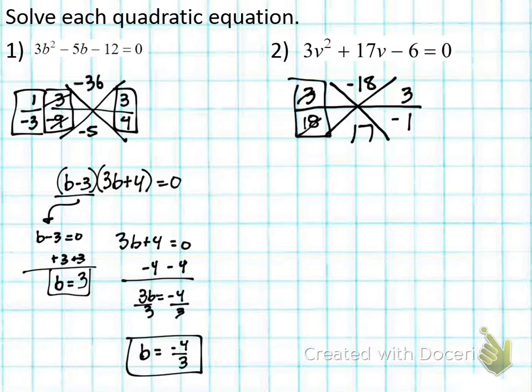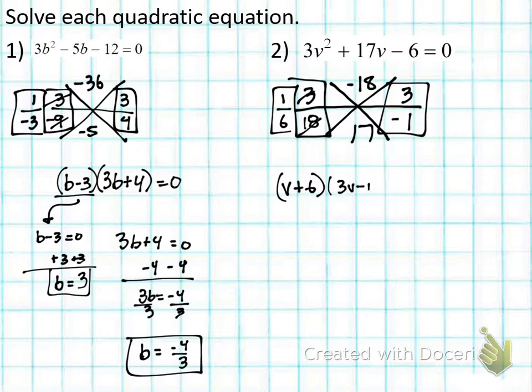Okay, so now we're going to box this up. We know 3 goes into each of these, so it's going to be 1/6 for this first one. The second one is going to be 3 over negative 1. We're going to leave that one alone. So we got v plus 6 times 3v minus 1 is all equal to 0.